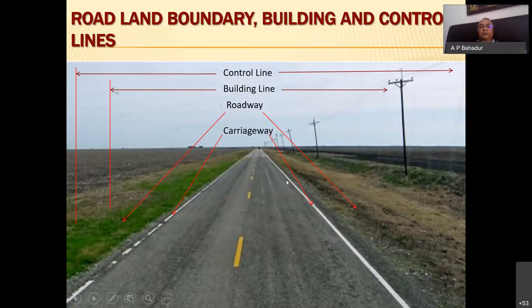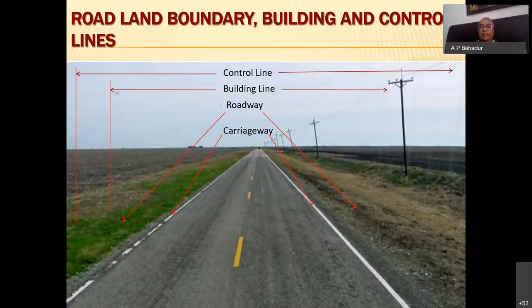So if we talk of some of the basic terminology of the road, first of all, the carriageway. It could be a single lane road, or a double lane road, or a two-carriageway road divided by a median. So all this forms part of the carriageway. Then you have shoulders, and carriageway plus shoulders gives you a width which is called the roadway.